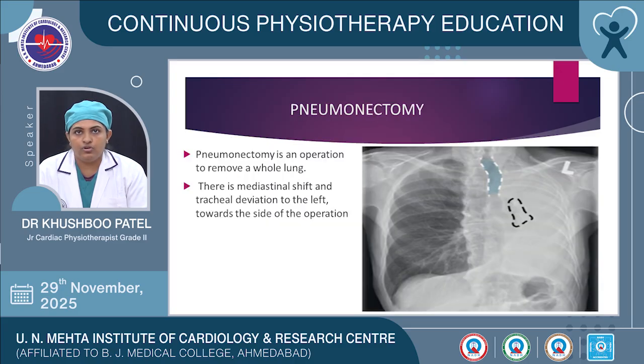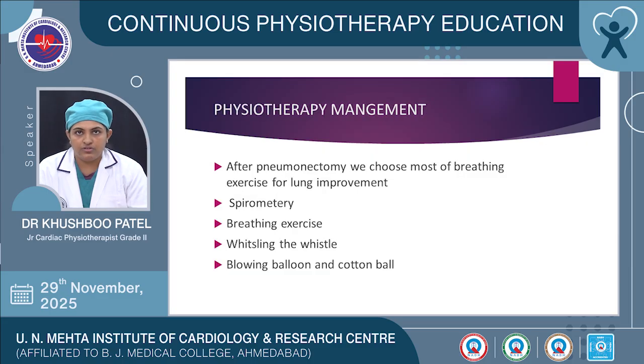Now we discuss pneumonectomy. Pneumonectomy is an operation to remove a whole lung. There is a mediastinal shift and tracheal deviation to the left, toward the side of the operation. This is the pneumonectomy and tracheal deviation. You can see its physiotherapy management.